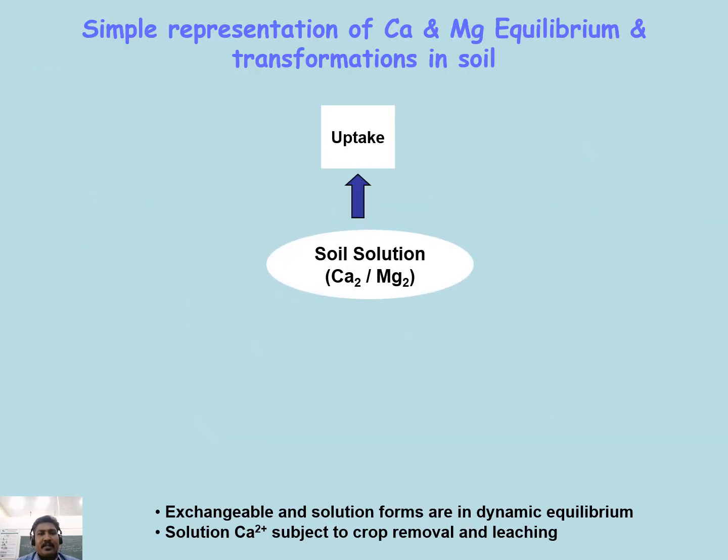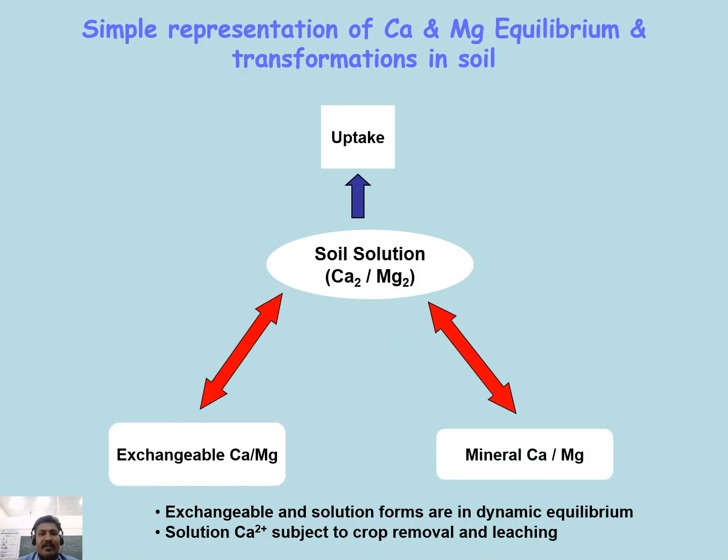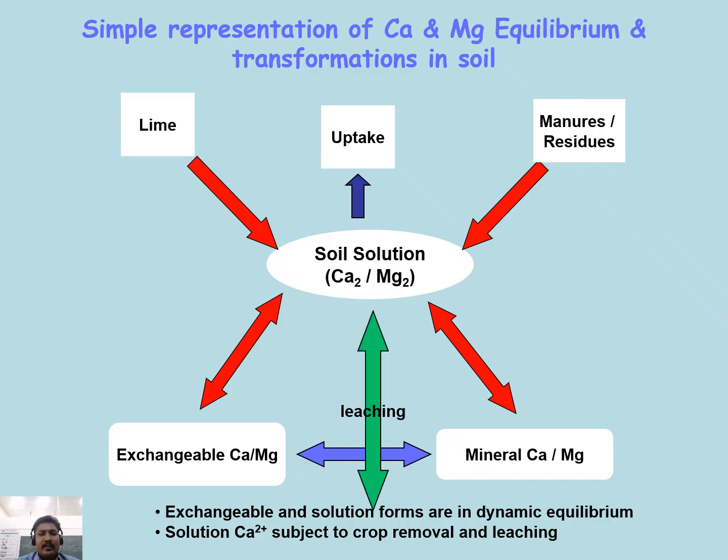So you can see the simple representation of calcium and magnesium equilibrium and transformation in soil. Here the soil solution is the major form from which the plant can receive the calcium. That is called uptake. Soil solution means calcium and magnesium both are dissolved in the soil water and can be taken up by the plants. Calcium and magnesium have the same representation because they are similar ions behaving similarly.